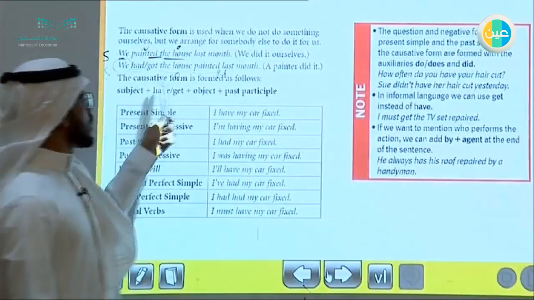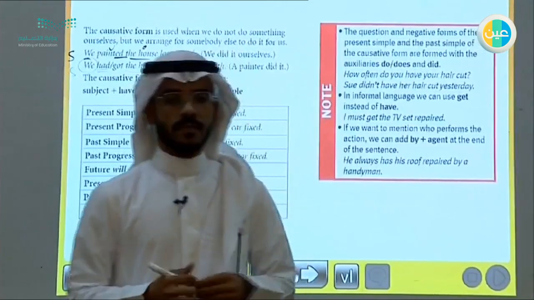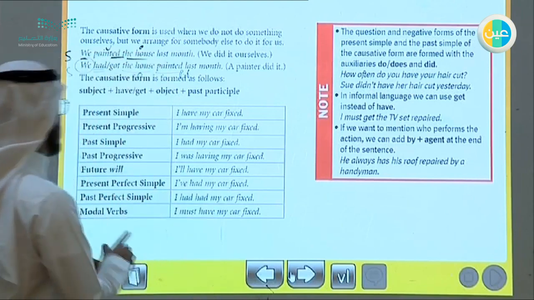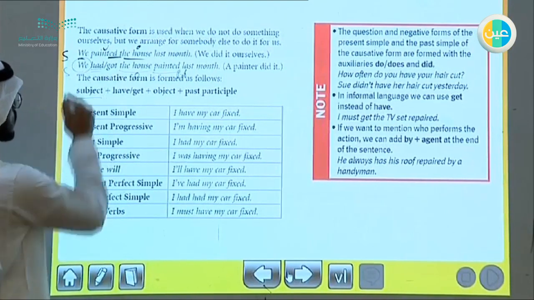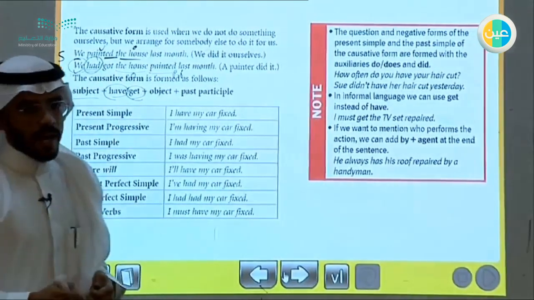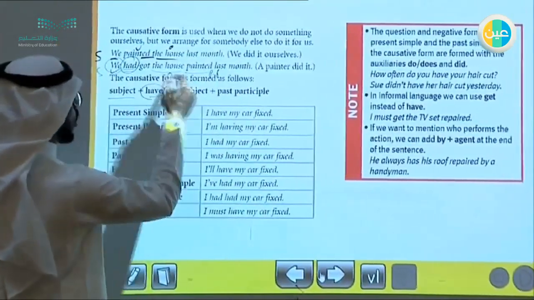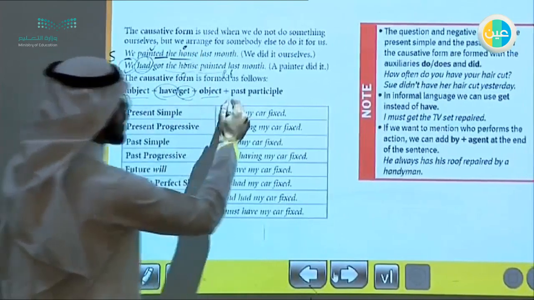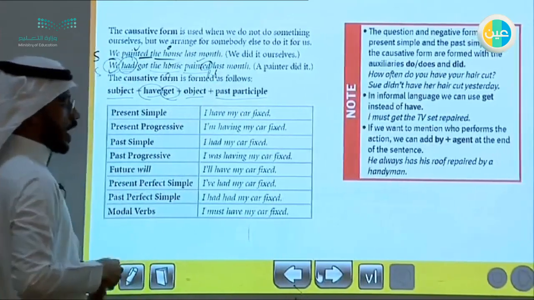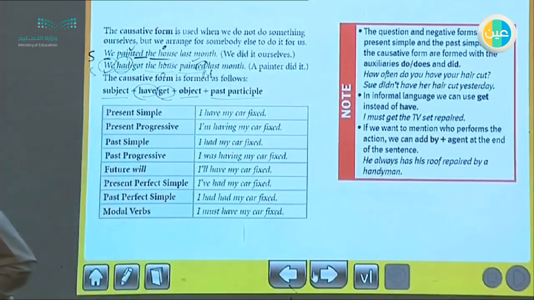Okay, let's continue. The causative form is formed, يتم تكوين, the structure of the sentence, تركيب الجملة, is formed as follows. يكون عندنا first the subject, then have or get. Here we use had. Why? I will tell you later. Have or get, then the object and the past participle of the verb. Paint, painted. Okay. Now let's take more examples.